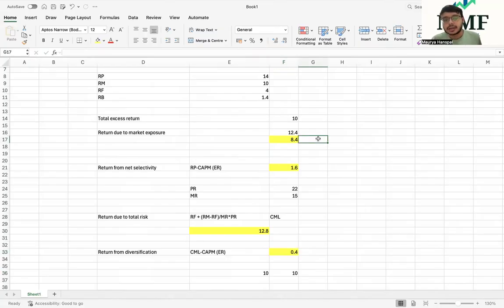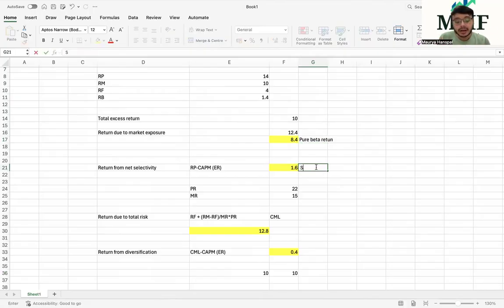Market exposure. This is simply coming from the stock market movements, ups and downs. Pure beta return. This 1.6 is the return from net selectivity. It is coming from pure stock picking ability. And this is purely coming from diversification.